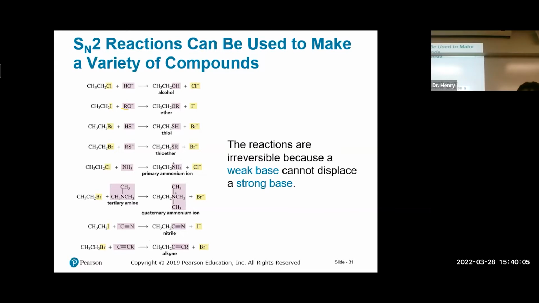And then in the case of an alkyne anion, then you're going to get an alkene. I'm sorry, an alkyne. And in all of those cases, you're going to end up with the formation of those ions as well.